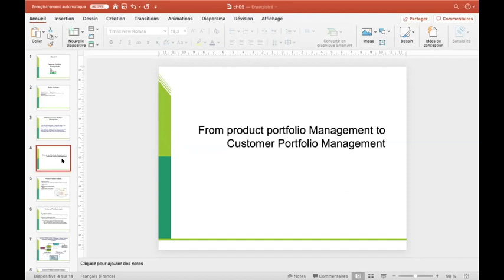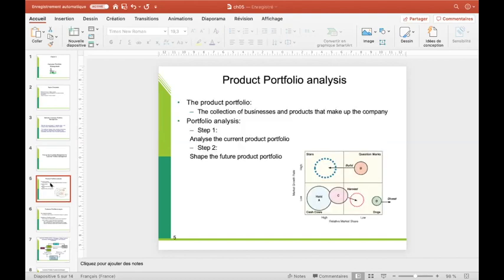So, from product portfolio management to customer portfolio management. Customer portfolio management comes from product portfolio management, and we have seen that marketing is evolving more and more from product-orientated management to customer-orientated management. So instead of using product portfolio management metrics or grids, we now use customer portfolio management grids. You have probably seen this grid on this slide, coming from a known product portfolio grid from the Boston Consulting Group.